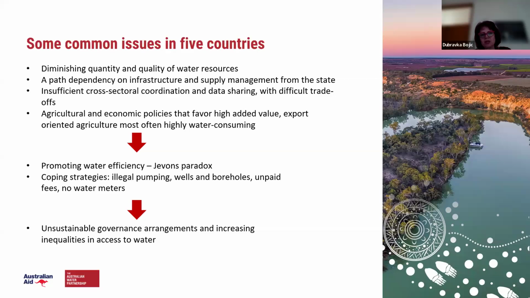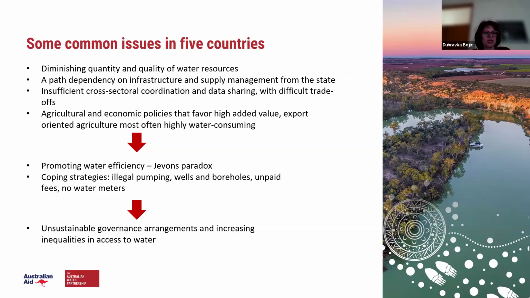So obviously the 5 countries are very different and they face some specific challenges with relation to their water issues, but there are also some common challenges that we have identified in all 5 countries. First, obviously, in all countries, the water users are experiencing diminishing quantity and quality of water resources. But at the same time, there persists, nevertheless, a path dependency on infrastructure and the high expectation that there will be the water supply management from the state.